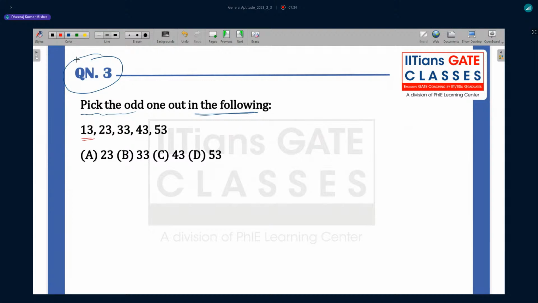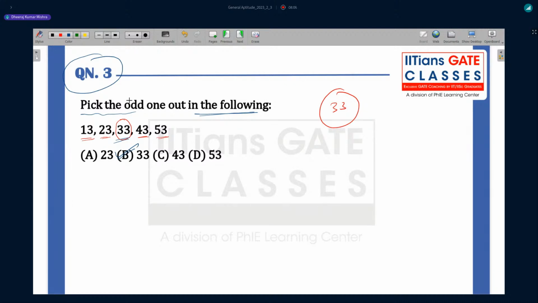Naturally, if you see this, the first number is 13, this is 23, and this is going to be 43 and 53, right? These are prime numbers, but one number is present here that is 33. 33 is not a prime number, right? They have given a series of prime numbers, but this 33 is standing out, the odd one out. So naturally, choice B should be the correct answer for this question, right?